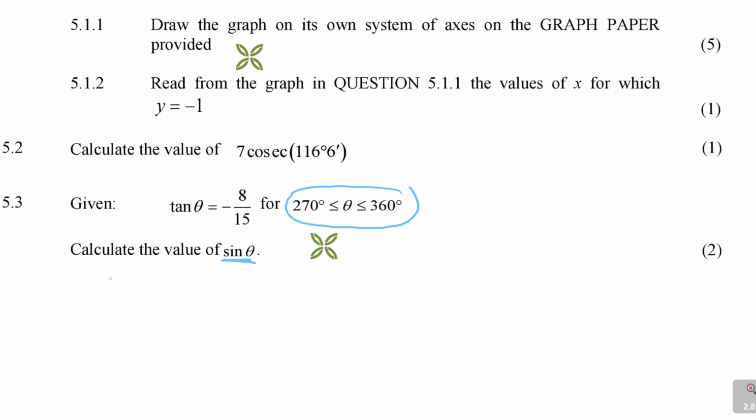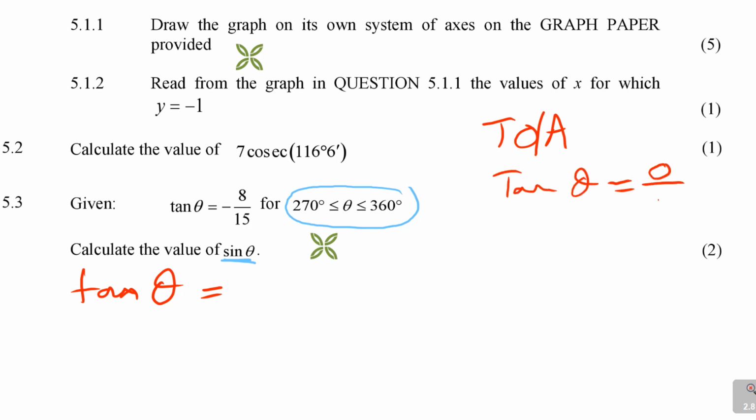What you do is you bring in your tan theta in terms of what? Remember SOHCAHTOA, so this is our TOA. Tan theta is opposite over adjacent, right? Then you remind yourself, what is my opposite? It's y, over what's my adjacent? It's my x, right? Then you come here and say, okay, my tan theta they gave me is minus 8/15.